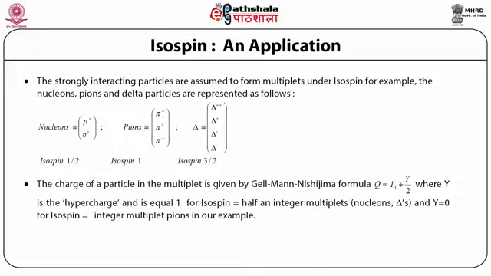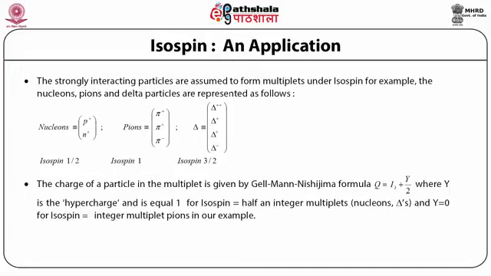The charge of a particle in this multiplet is given by what is called the Gell-Mann-Nishijima formula, which is that the charge of a particle is I3 plus Y by 2, where I3 is the value of the third component, like J3 is like M, and Y is the hypercharge, which is equal to 1 for half-integer isospin multiplets, and Y is equal to 0 for the integer multiplet, the pions. So, having written these particles in the form of a doublet, triplet, and so on.